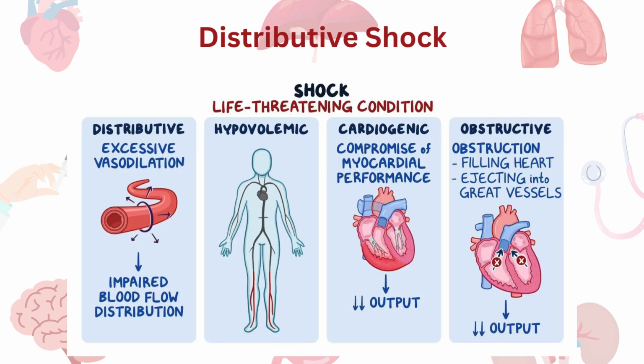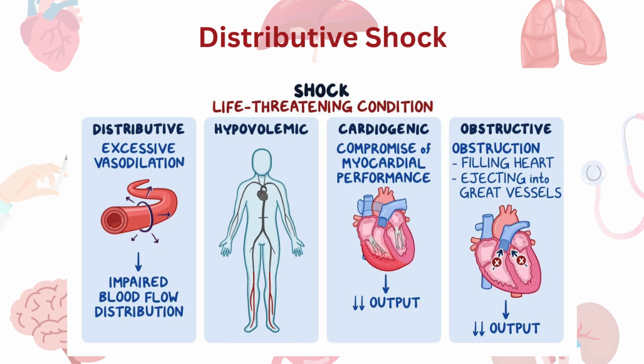Now, before moving away, let's look at what kinds of shock we have. So we have four different types of shock. One is known as distributive shock, in which there is excessive vasodilation resulting in impaired blood flow distribution to the different organs of the body.